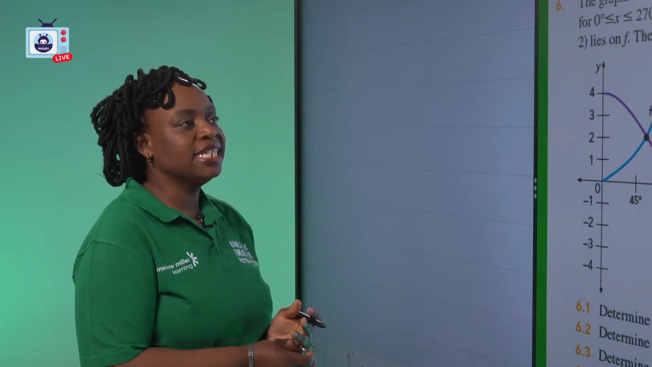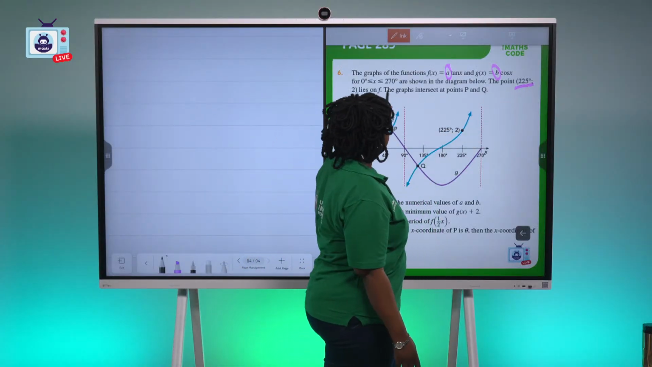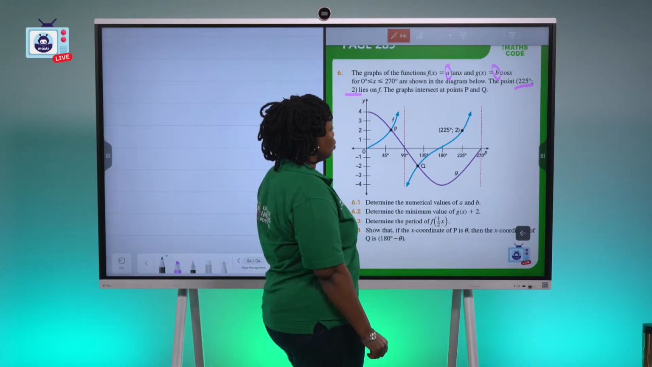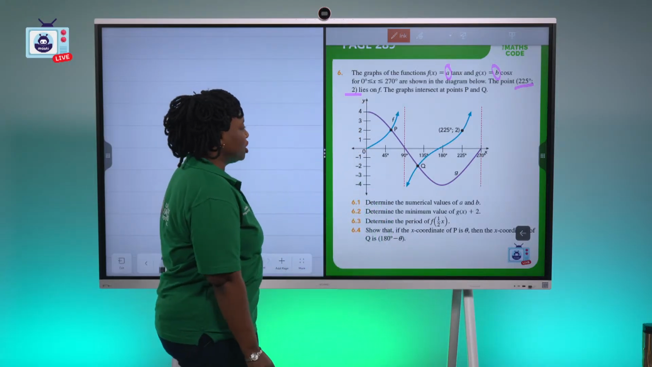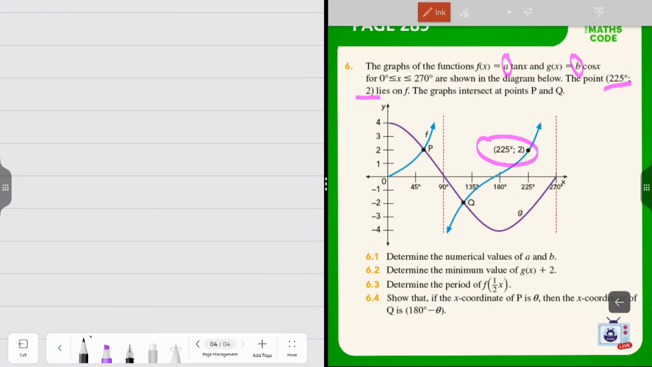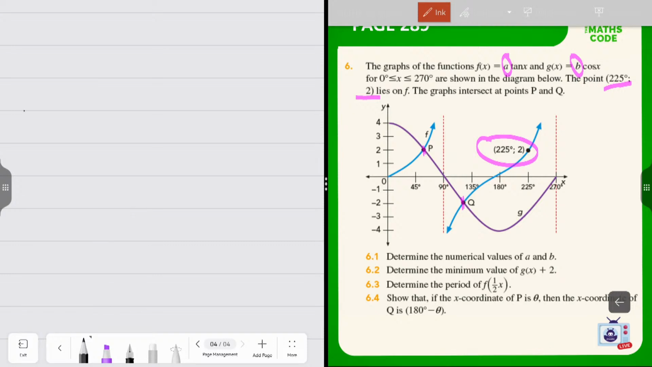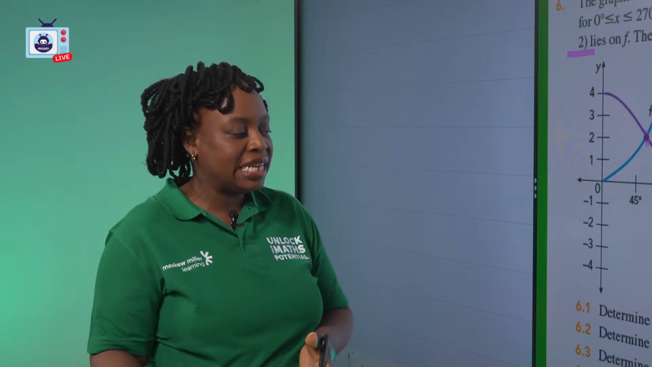Okay, so here they're saying it's shown, and we are given the point 225 and 2, which is on f of x. You can say this is the point they're talking about, and then they show us that the graphs do intersect at P and also at Q. If we check that properly, we can then respond to the questions. Determine the numerical values of A and B. As I said, you just need to know what A represents and what B represents.